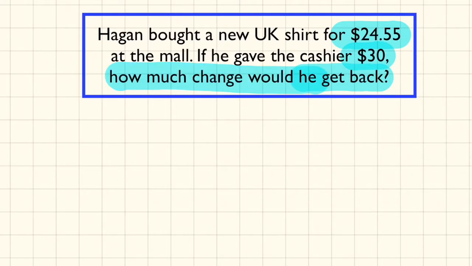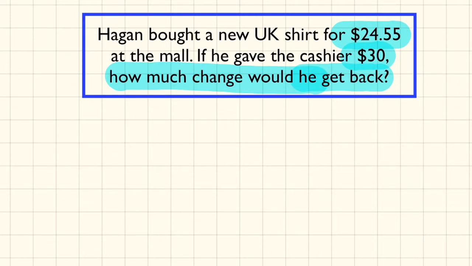And so you have to understand the situation. He's got this shirt. It has a value of $24.55. He gives the cashier $30. So what he's saying is, hey, what are you going to put back in my hand? He clearly overpaid. I want to know the difference. How much more did he overpay?